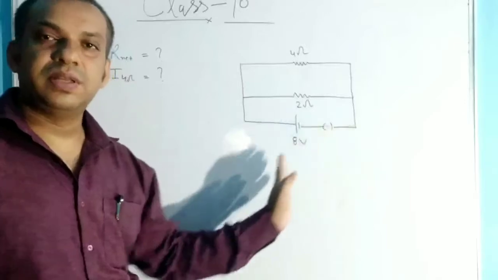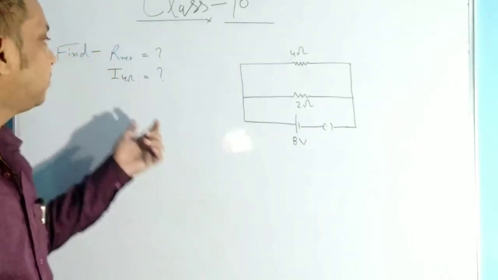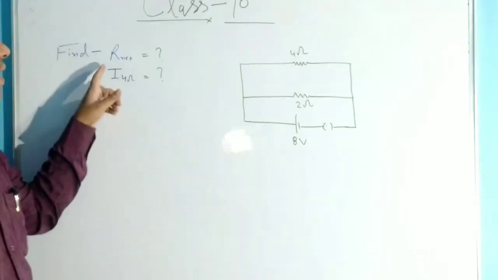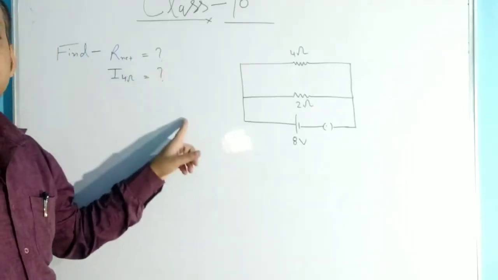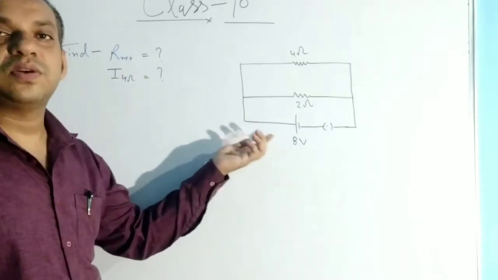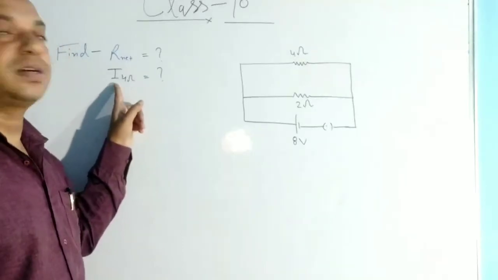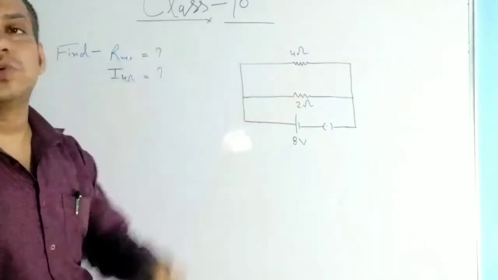When you press the key, a current will flow in the circuitry. The question is like this: what is the total resistance R net of this circuitry? Right? The total resistance offered by the circuit. And the second part of this question is, what is the current flowing through this 4 ohm resistor?